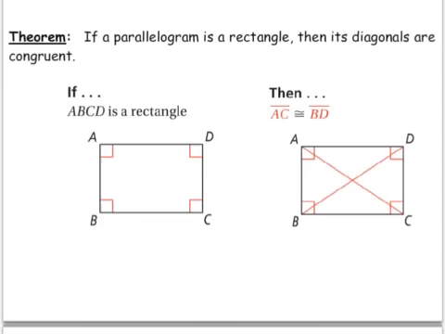This last theorem is talking about a special case for a rectangle. If a parallelogram is a rectangle, then its diagonals are congruent. So if you know you have a rectangle, when you construct the diagonals AC and BD, then those diagonals are going to be congruent to each other. Similar to the other theorems we learned, the converse is also going to be true. So if the diagonals are congruent in a parallelogram, then that parallelogram is a rectangle.